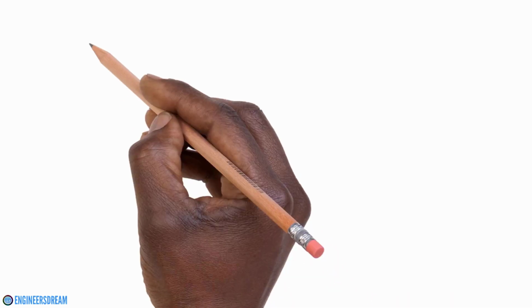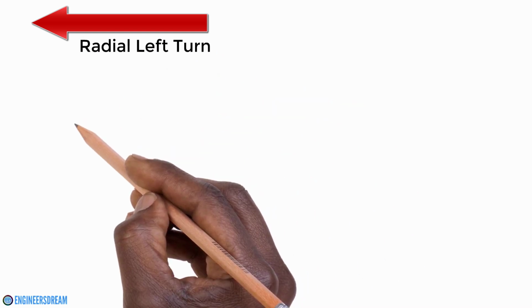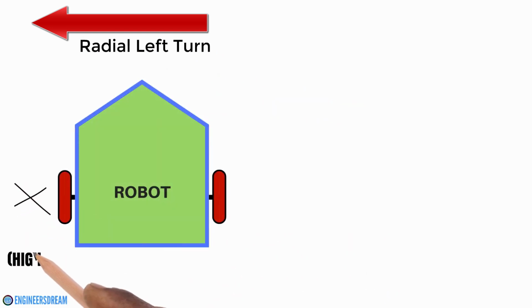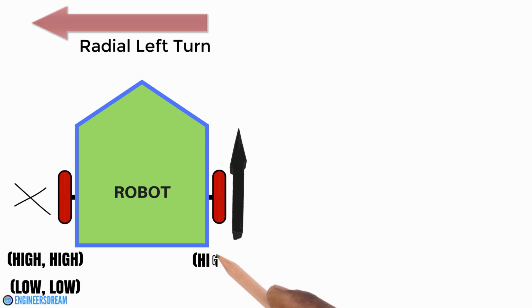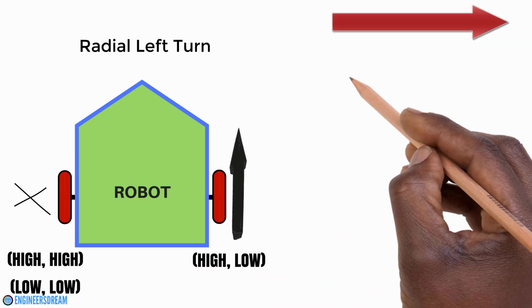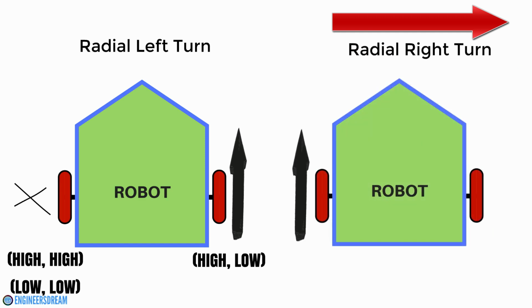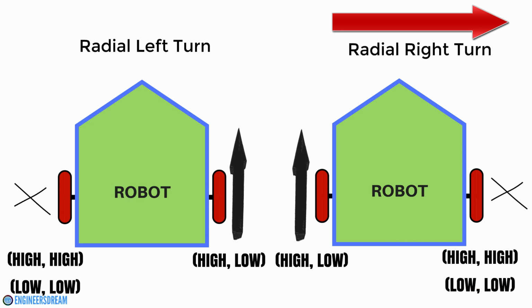Now, if you want your robot to take a radial left turn, then the left motor will stop. That is, we have to write a condition of high-high or low-low on the left motor, and the right motor will move forward. That is high-low. Similarly, if you want your robot to take a radial right turn, then the left motor will go forward, that is high-low, and the right motor should stop, that is high-high or low-low.